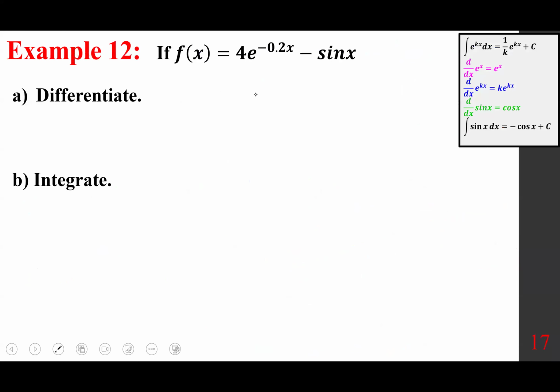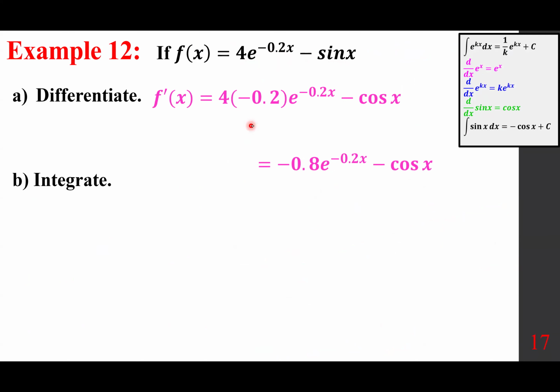All right, the function is given. We want to differentiate and integrate. To differentiate, dealing with the exponential, differentiation and integration is the same thing. In the case of differentiation, you multiply by -0.2, in other words, the same thing times -0.2. But in the case of integration, you're going to divide by it. And of course, minus sine x, you differentiate, you get minus cosine x. You multiply these two and you get -0.8 e to the power of -0.2x minus cosine x.